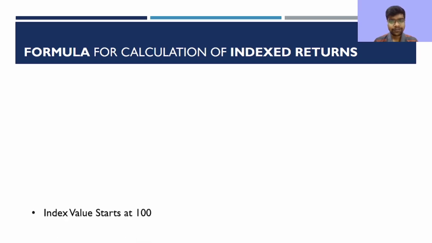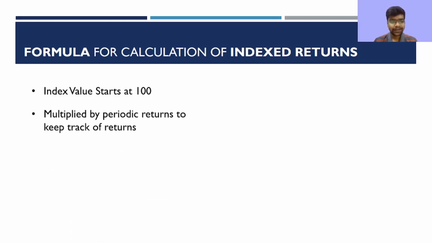So the formula for calculating indexed returns: the value starts at 100 for all the indexes and it is multiplied by periodic returns to keep track of the returns. In our case we are using daily returns to monitor our fund performance. So what we are doing is we are adding our daily returns to the previous index value, which will give us the current index value. The index value started at 100. So suppose we have gained 5%, so we add 5% to 100, which is 105. Like that we are calculating our returns and keeping track of the trading value. As a result, any discrepancy in tracking our equity returns is avoided.